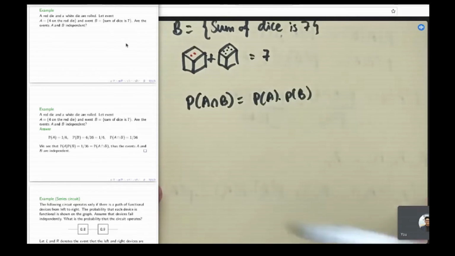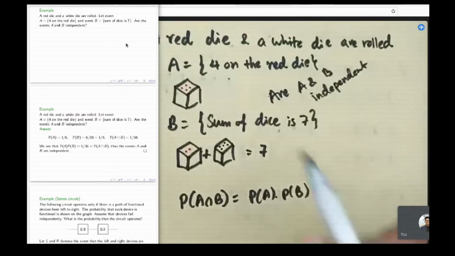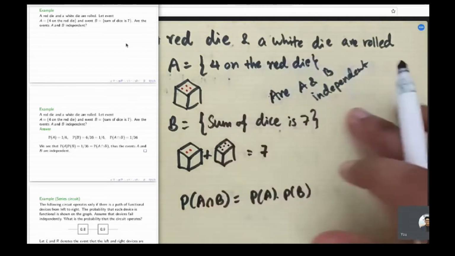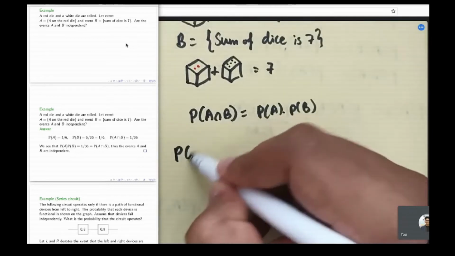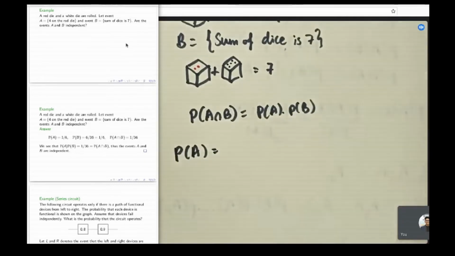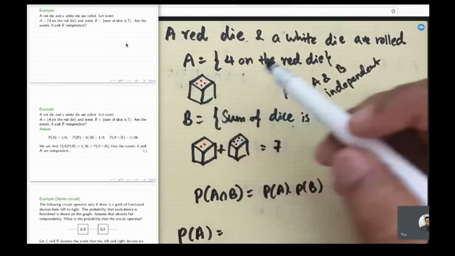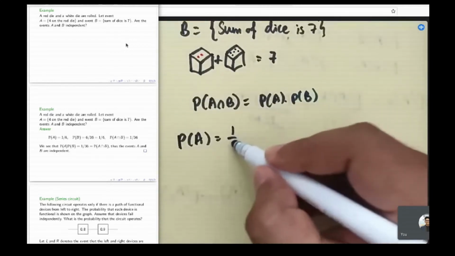So first of all, you need to find out what P A and P B are. We know the event A. Event A is the circumstance where we get 4 on the red die. So we have 4 here. Now we need to find the probability of A. We have only one side that contains 4, and we have 6 sides. Therefore, the probability of A is equal to 1/6.